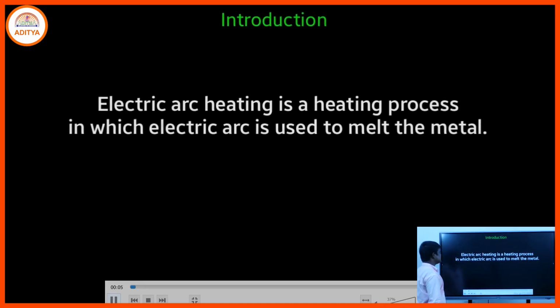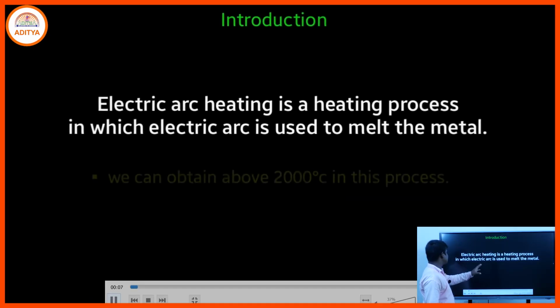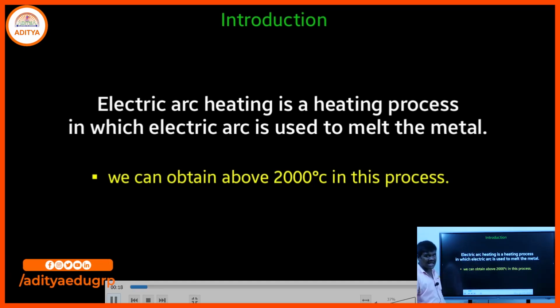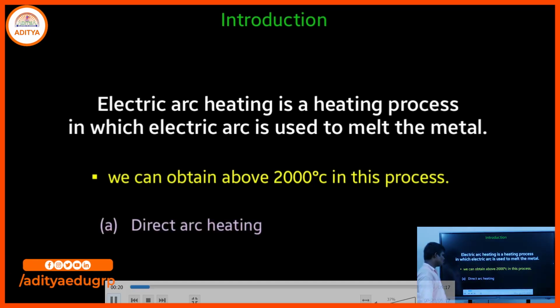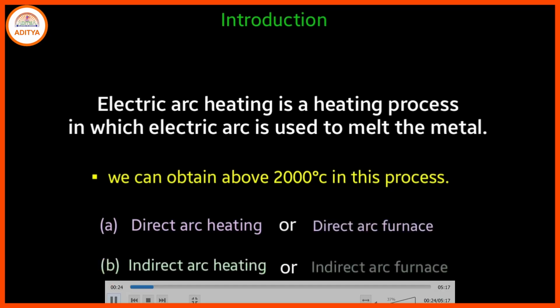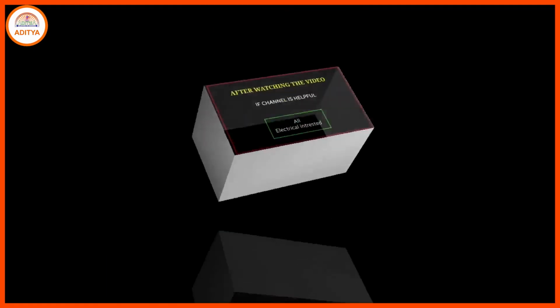Now, the electric arc furnace. The electric arc is used to melt the metal. A temperature above 2000 degrees centigrade is maintained in the electric arc furnace. There are two types: the direct arc furnace, with direct arc heating, and the indirect arc furnace, with indirect arc heating. We use these two processes.